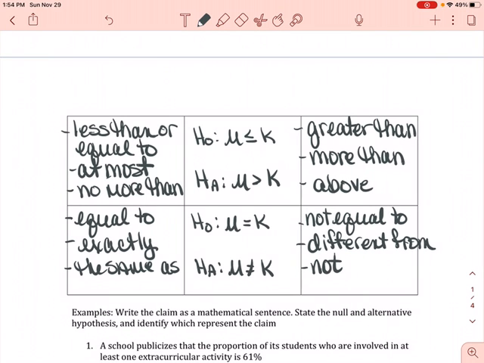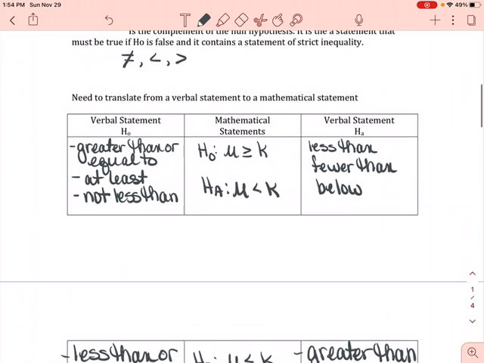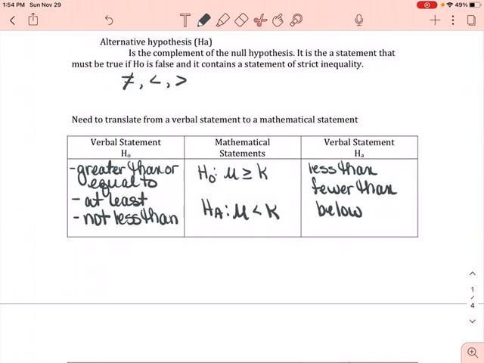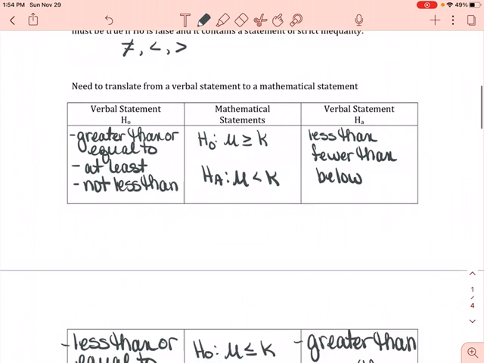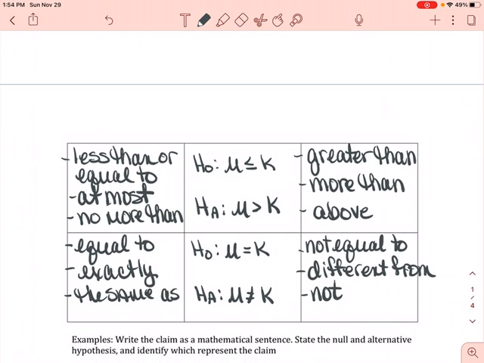These are always complements of each other. So if I say greater than or equal to, that goes in H sub O, therefore H sub A is less than. If I say less than or equal to, then H sub O is that and H sub A is greater than. If I say I want to be greater than 5, that's an H sub A idea, then H sub O is less than or equal to.